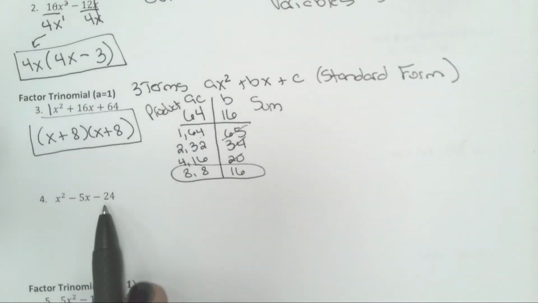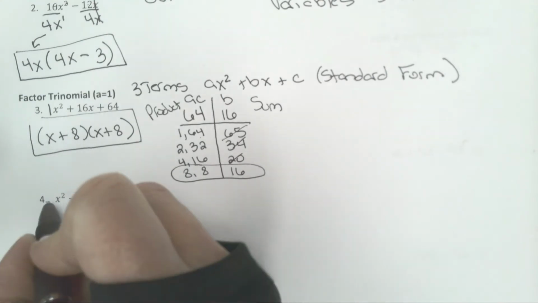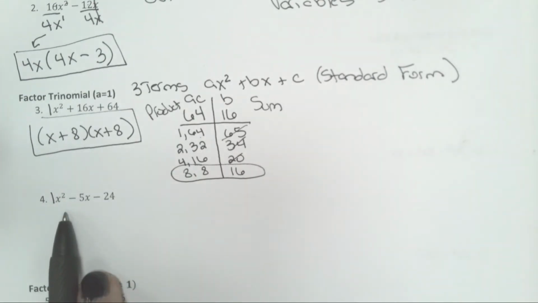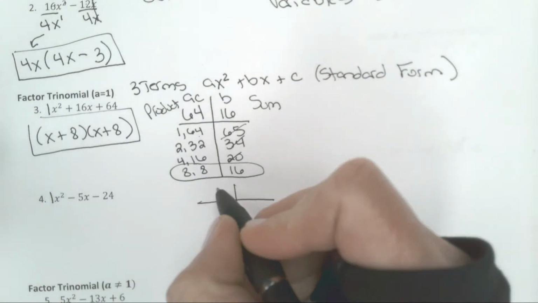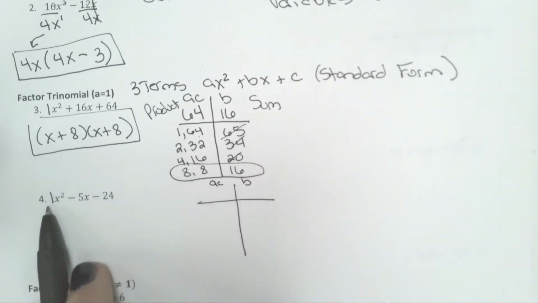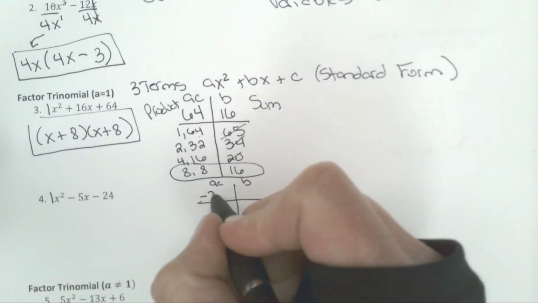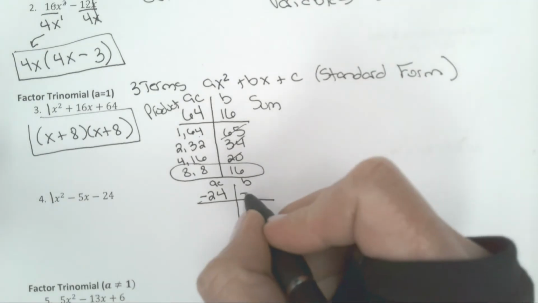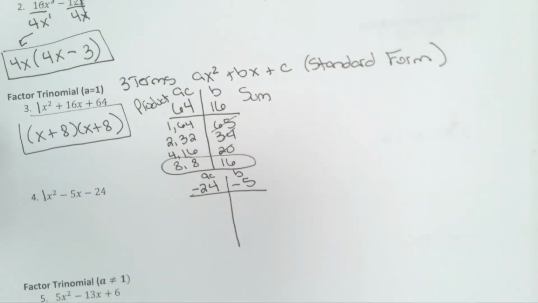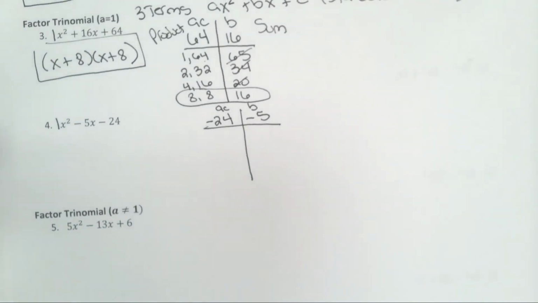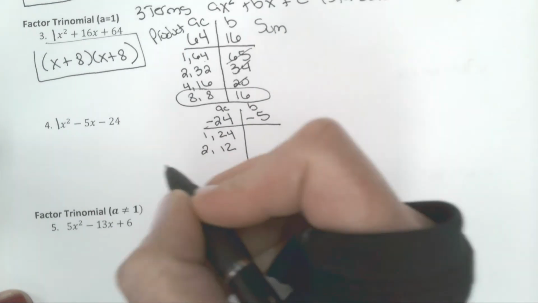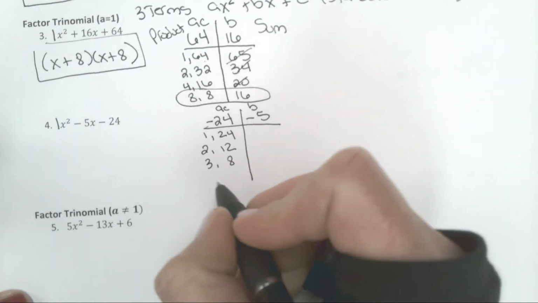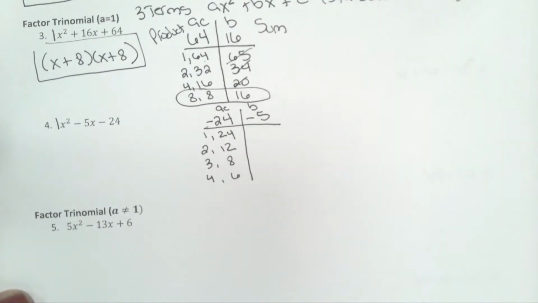This one, okay, so it's also a trinomial. There's no number in front of x squared, it's 1. So when I make my ACB chart, A times C is negative 24, and it has to add up to negative 5. So my factors of 24 are 1 and 24, 2 and 12, 3 and 8, and 4 and 6.